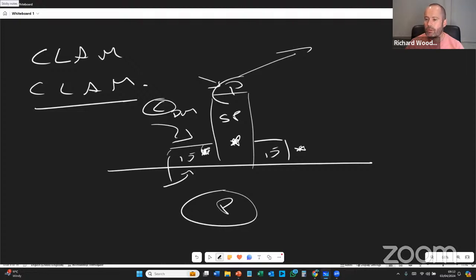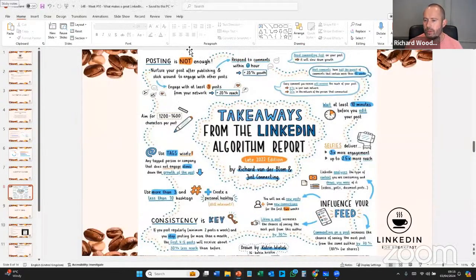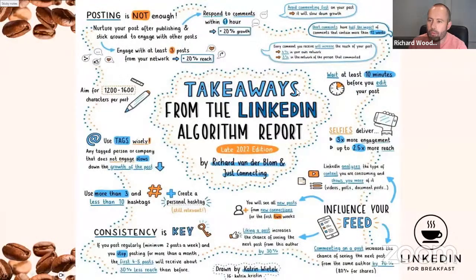Then you drop your post. These people are really likely to actually see your post. Plus, if you're using a pod as well, it will artificially increase the views of your post. And then if you carry on liking, commenting, and nurturing, which we go back to our presentation slide here, top left: nurturing, posting is not enough, nurturing, right? It gives you this extra reach on your posts, right? And you can really help, right?